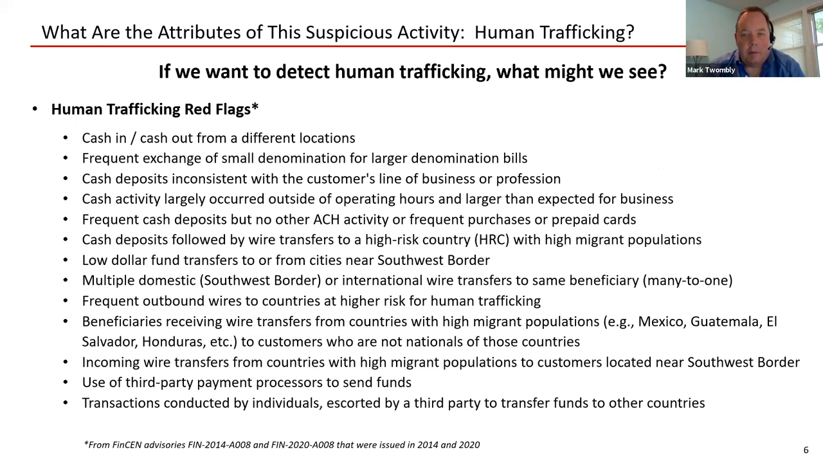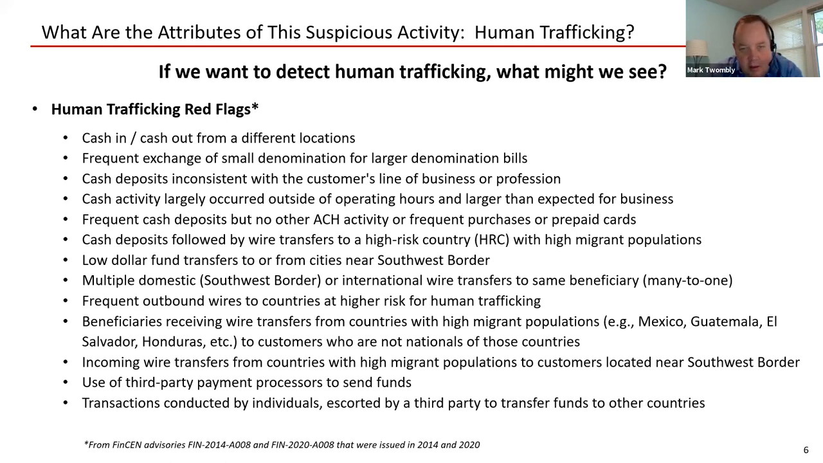So we said we wanted to monitor for and detect human trafficking. The first thing we do is sit down and spitball: if we want to detect human trafficking, what might we see? What we have listed here are some red flags that come from FinCEN, which has put out multiple advisories on this. But it doesn't have to be FinCEN. There might be FATF, there can be industry papers.